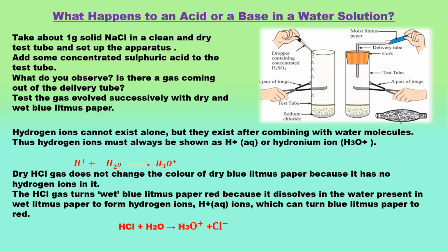The separation of H+ ions from HCl molecules can occur only in the presence of water. That is why HCl gas shows acidic behavior only in the presence of water. The HCl gas turns wet blue litmus paper red because it dissolves in the water present in wet litmus paper to form hydrogen ions, which can turn blue litmus paper to red. Please note that the above reaction of dissolving HCl gas in water can also be written in another way as follows, in which hydrogen ions are written in the form of hydronium ions.